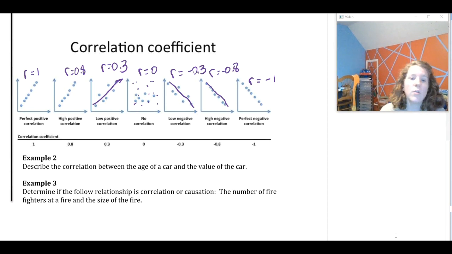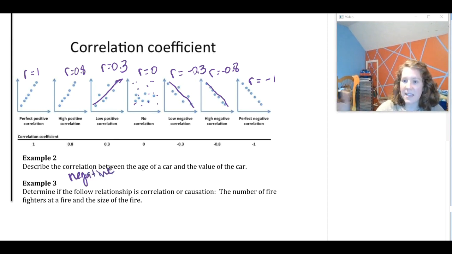Okay, so describe the correlation between the age of a car and the value of a car. Well, you always hear that when you buy a car off the lot, it loses a huge percentage of value as soon as you leave the lot. We did all those exponential decay problems that said as a car ages, it loses 8% of its value every year. It depreciates in value. So that would be a negative correlation because as the age of the car goes up, as it gets older, the value of the car goes down. Now, this is assuming we haven't gotten into an antique or anything like that. But we would say it's a negative correlation.